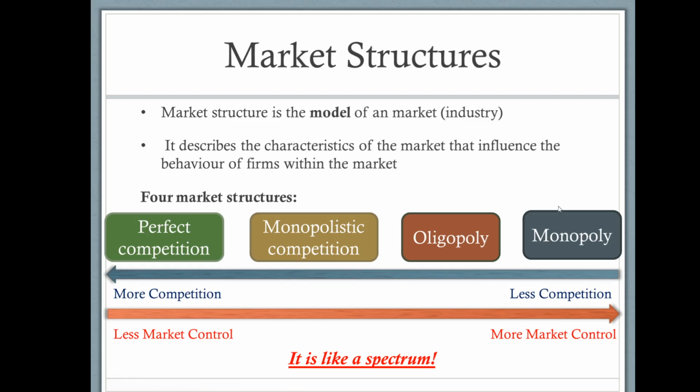If we know the two extreme cases, then we'll be able to understand what we are going to get from the cases in between. Once again, this is like a spectrum. When you take a look at the spectrum, in perfect competition there will be so much competition, and no firm has control over the market, which is why they're price takers. But if you go to the other extreme case, you will see something completely different.